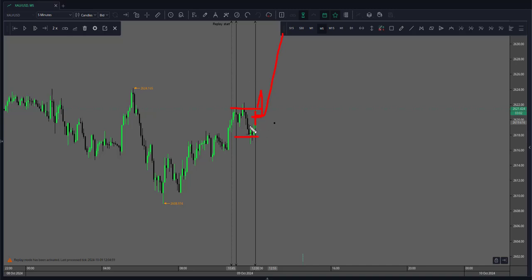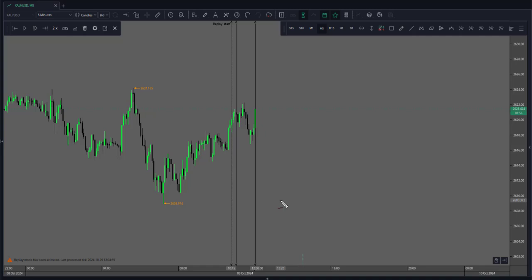When price also disrespects this fair value gap right here, so let's look at this. When price disrespects this fair value gap, it comes all the way down to this level, right? Disrespecting this fair value gap and has a retest. Then you enter into the trade, or if it retests this support right here, you enter into the trade downwards. Simple as that.